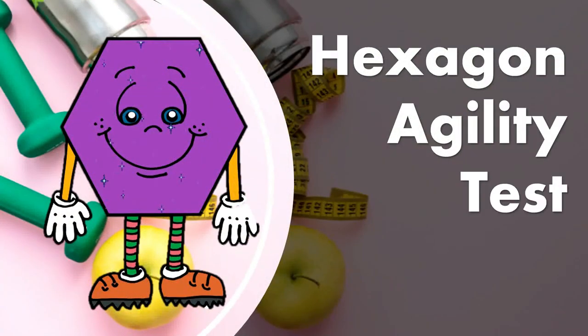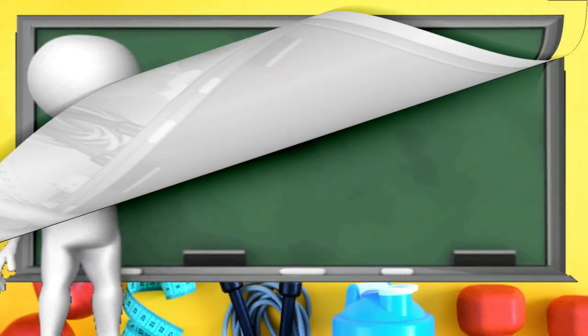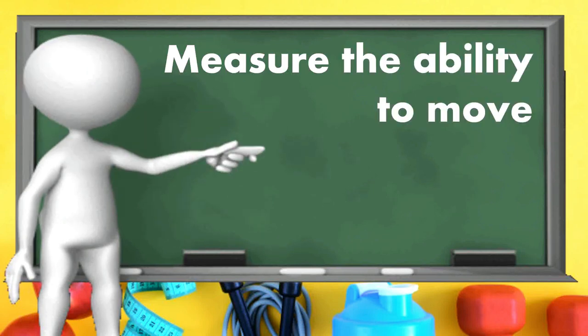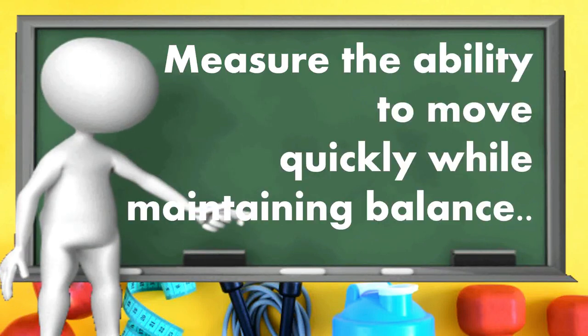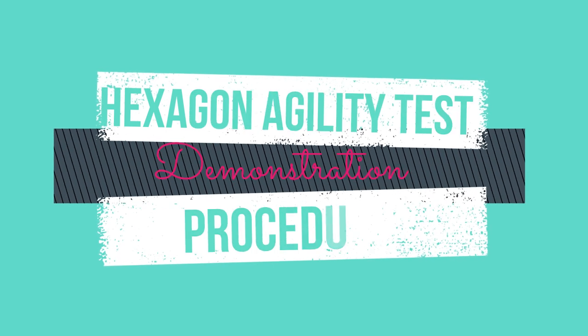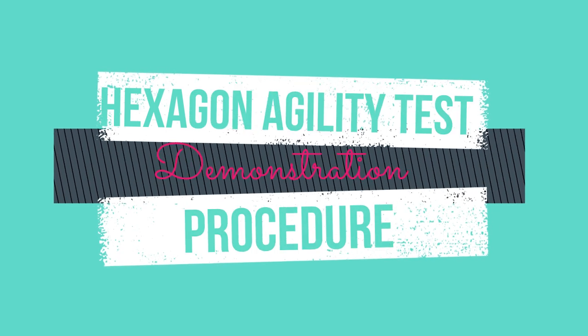Hexagon agility test. Hexagon agility test is a test to measure the ability to move quickly while maintaining balance. And here's how hexagon agility test is performed.